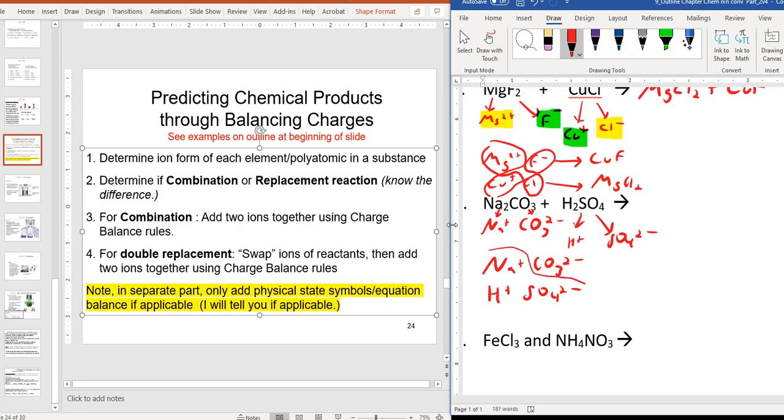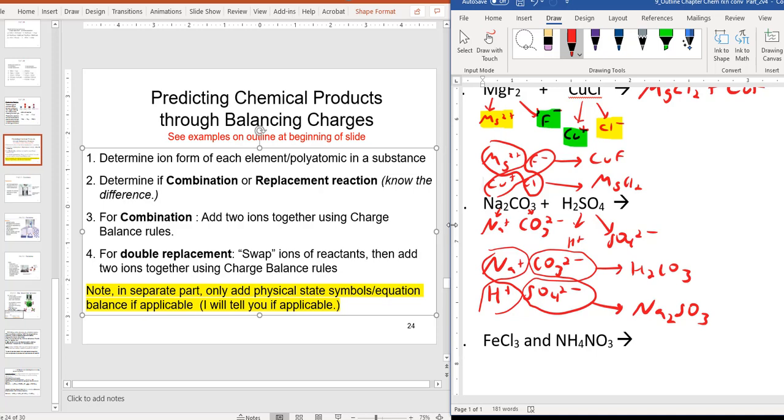And then I'm going to swap them by circling them. And then it's going to be H2CO3, also known as carbonic acid, and this is going to be Na2SO3, known as sodium sulfite.